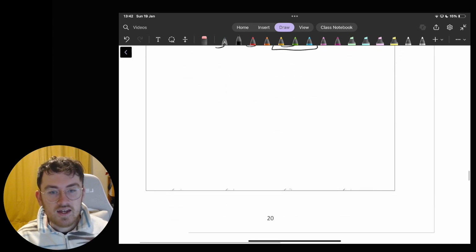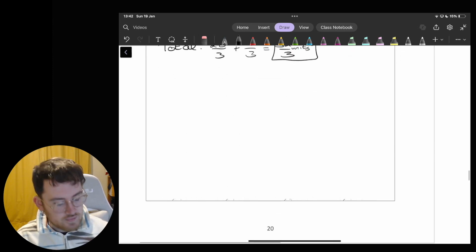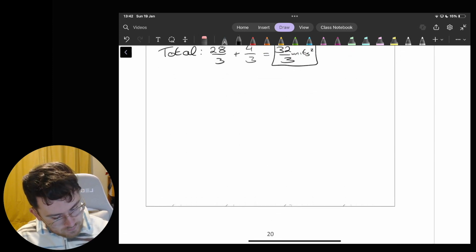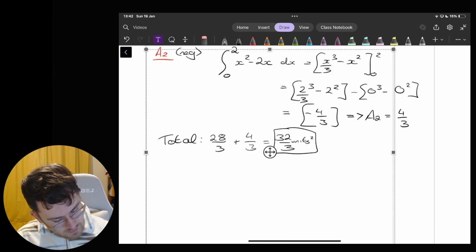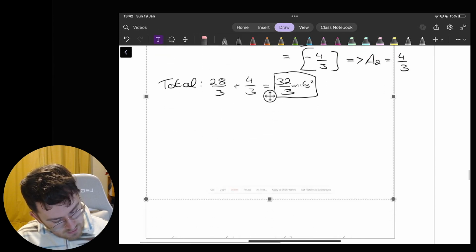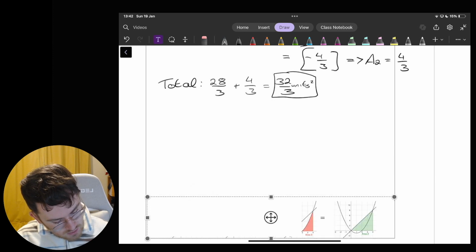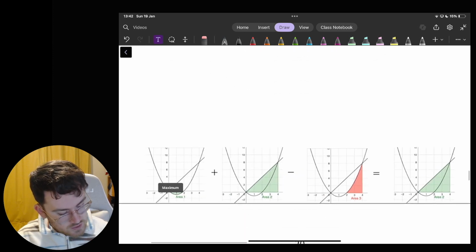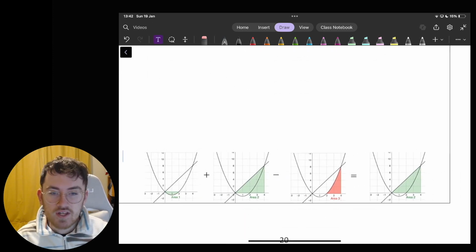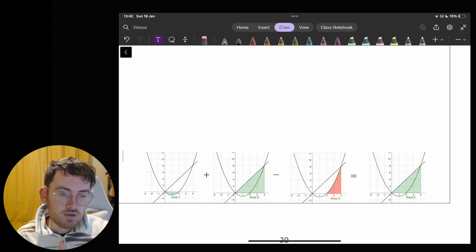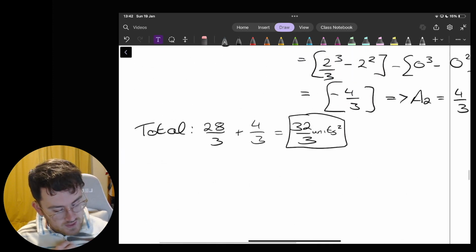And again, I'm missing my diagram. Maybe I have it here. Just a little diagram to consider what we're looking for here. So we were looking at the small bit under the axis, the larger part under the line, minus the bit under the quadratic, and that will give us the overall area that we wanted to find.